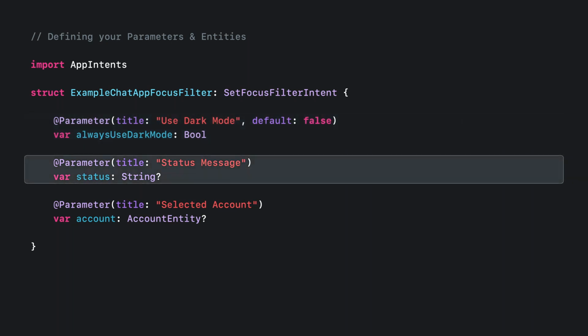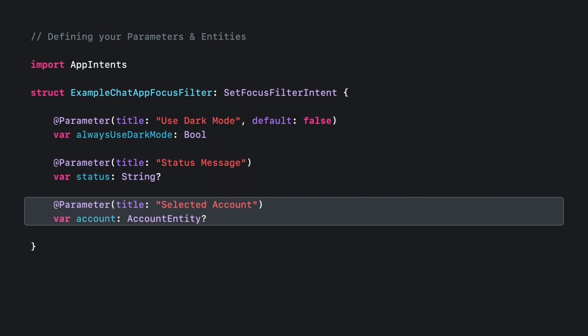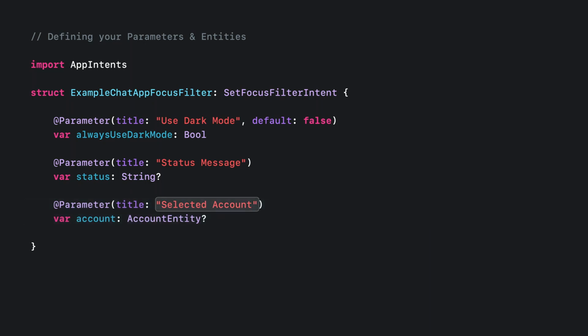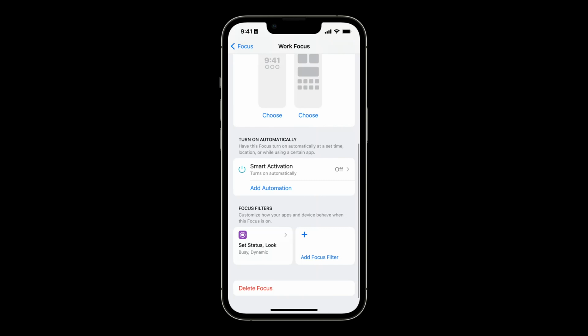I've also created an optional string parameter that represents a user's status message during this focus. Lastly, I've included an optional account parameter that is an entity defined by my app. It contains information about a particular account. The title, which is set on all three of these parameters, is displayed in Settings to describe the parameter to the user. In Focus Settings, once a user configures your app's focus filter, it'll be presented in a similar grid to what I showed earlier.